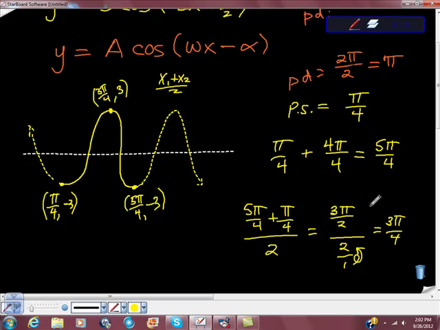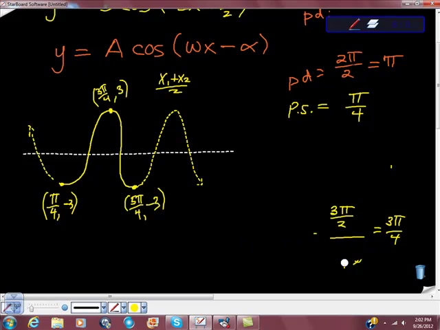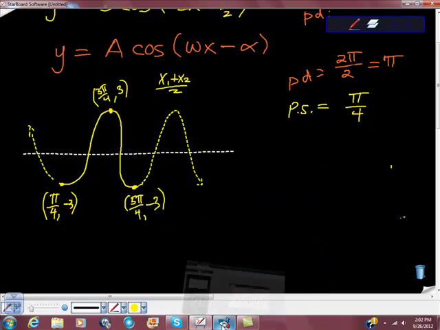If I had done it using this other way to find an interval of a phase shift, look what would have happened. I want to show you this algebra because it's really good algebra. You know what? Let's do this.